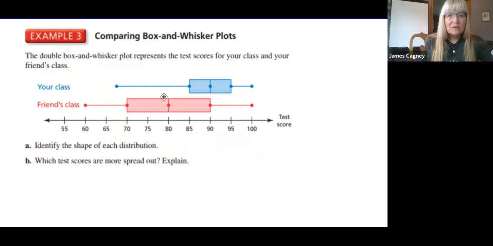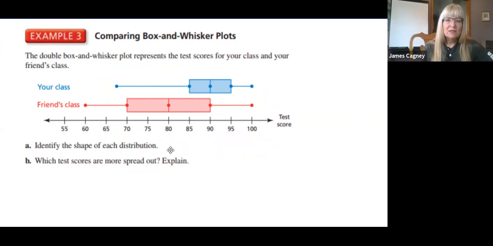Comparing box and whisker plots. This is a double box and whisker plot. So again, this is like a double histogram, when I just put two similar sets of information on the same number line. So this is my class in blue, my friend's class in red. The double box and whisker plot represents the test scores for my class versus the test scores for my friend's class. Identify the shape of each.